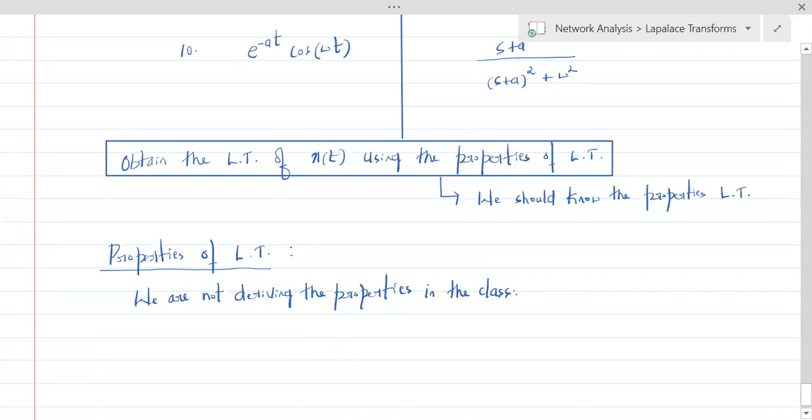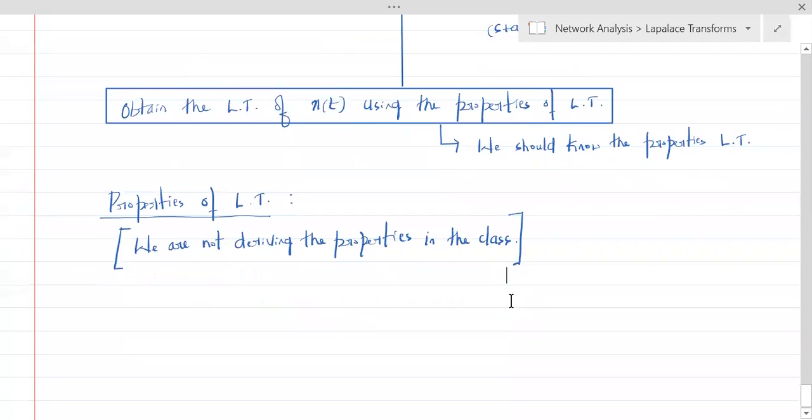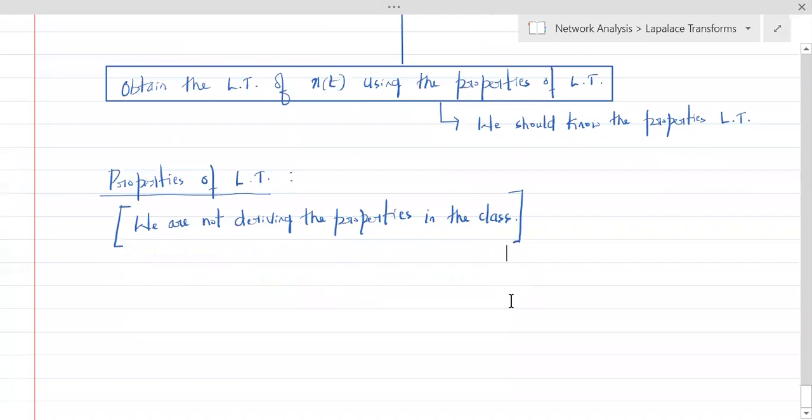Okay, due to time constraints, we're not deriving the properties. I'll be giving the list of properties, but you have to learn deriving it yourself. The derivation you'll find in any standard textbook for network theory or network analysis, so that using that, you need to see the derivations of the Laplace transform.